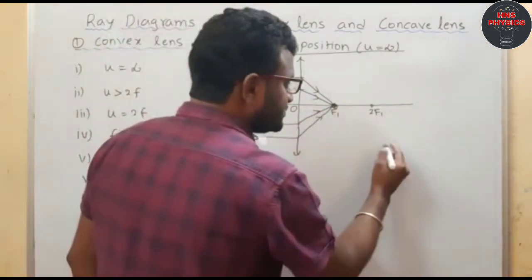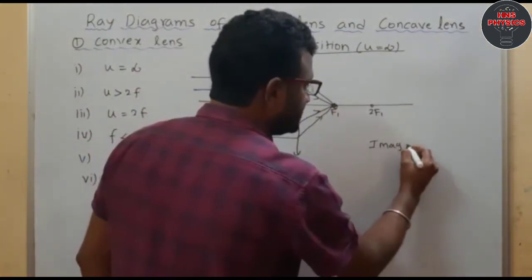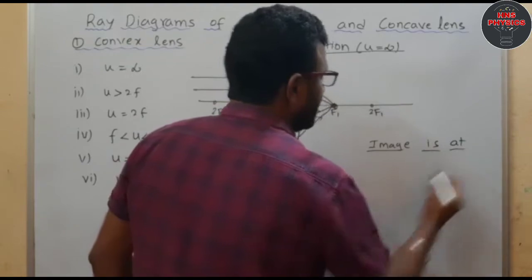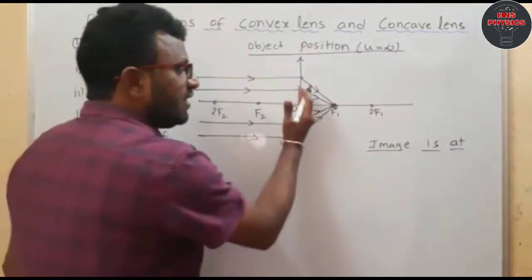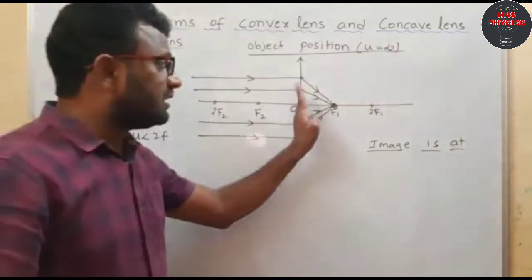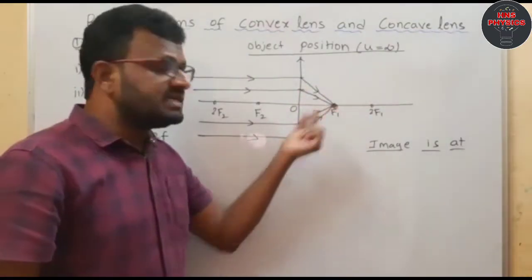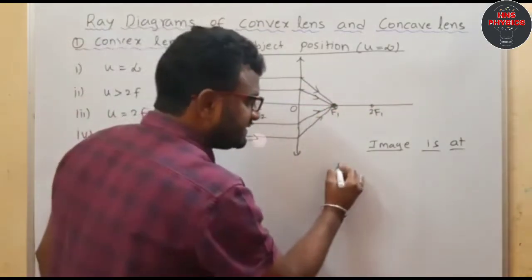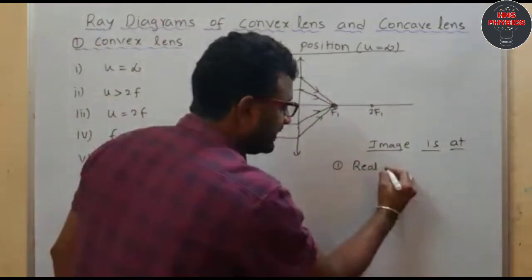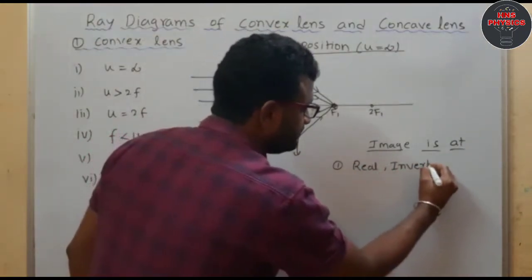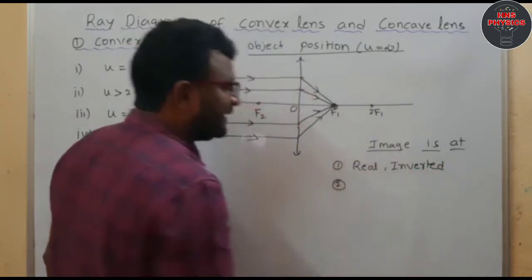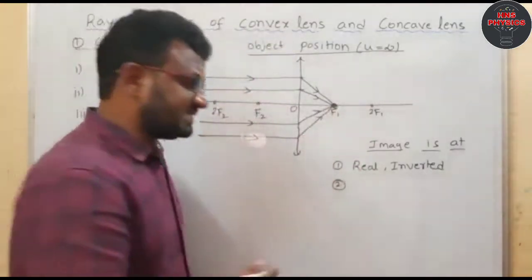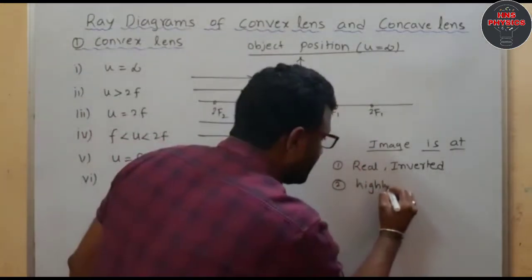So what is the nature of the image? First, the image is formed on the other side of the lens. That image size is very small. We can catch this image on a screen, that's why it is real, inverted. Next, second point, the image size is highly diminished. Highly diminished means like a point size.